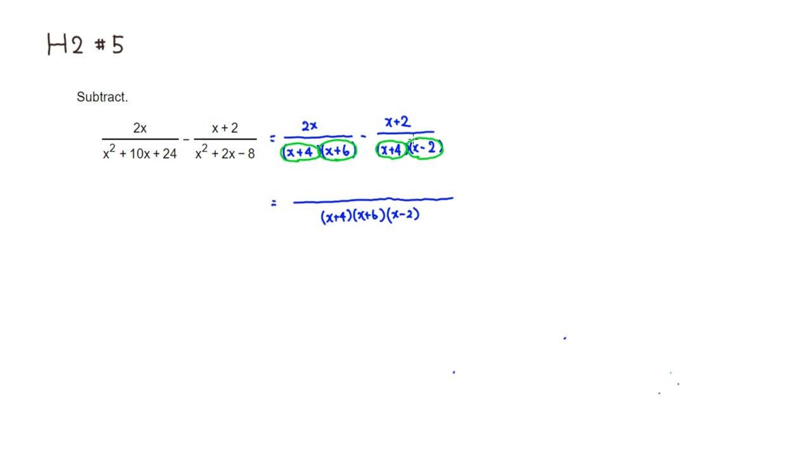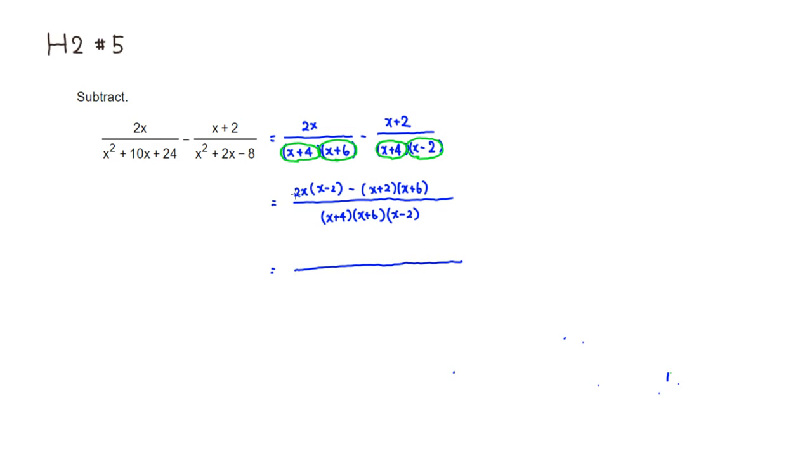For the first fraction, in order to get to a common denominator, we need a factor x minus 2. So we take the numerator and multiply by x minus 2. There's a negative sign, and the numerator is x plus 2. In order to get to the common denominator, we have to have the x plus 6 factor here, so I'm going to multiply by x plus 6. Then we're just going to multiply out.